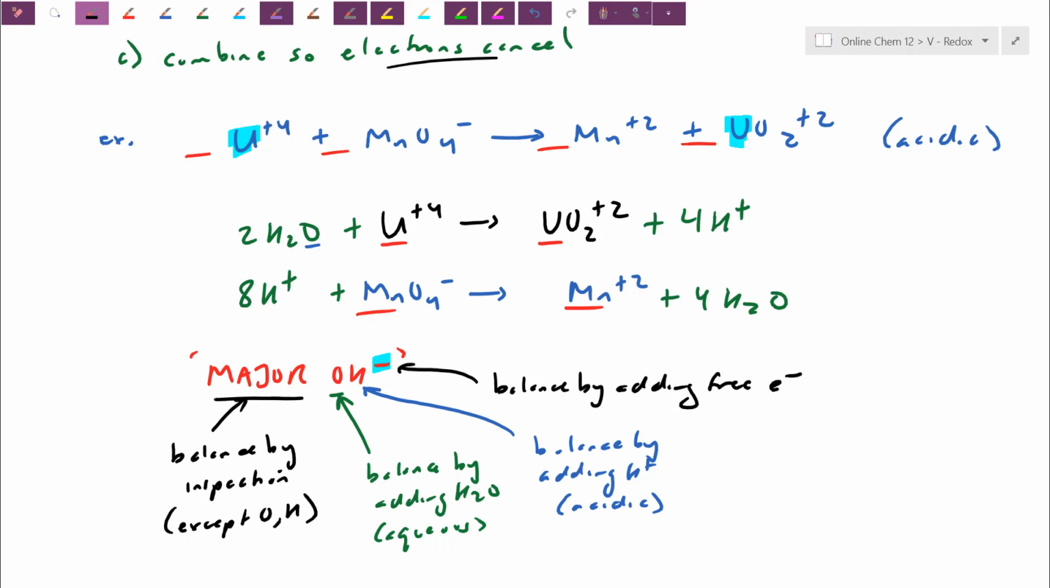So how do we do this here? This time we look at the total charge. So be careful of the coefficients here. Uranium here has +4. Water has no charge. 2 times no charge is just 0. The total charge on the left is sort of like a +4.